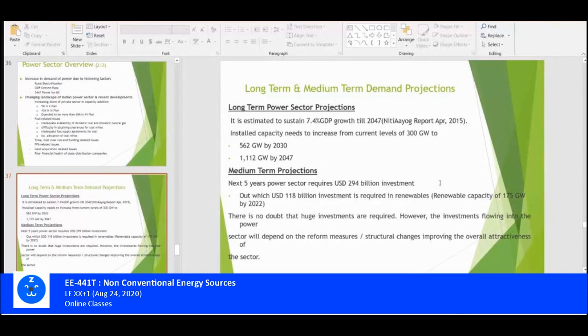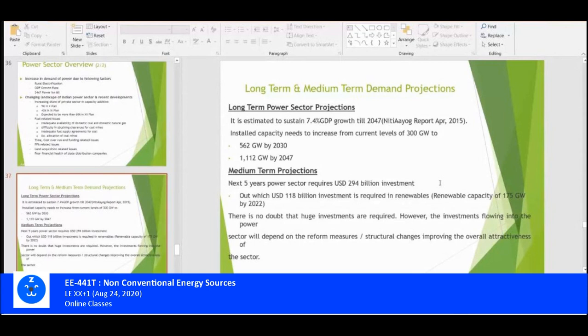And you must be aware that the renewable capacity of 175 gigawatt has to be there till 2022. It has been set by our present government that by 22, in next 2 years, we must have 175 gigawatt of renewable capacity. There is no doubt that huge investments are required.